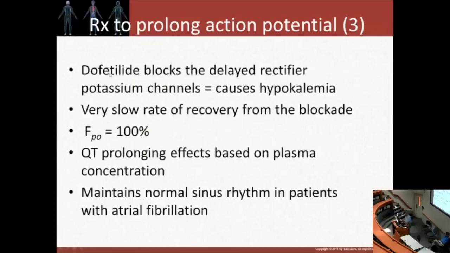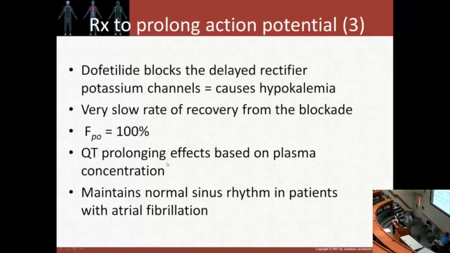The final potassium blocker would be dofetilide, and this one is the one that blocks those delayed rectifier potassium channels. It'll cause hypokalemia. There's a real slow rate of recovery after blockade. And so it's okay to use. It'll maintain normal sinus rhythm in patients that have AFib, and it'll prolong the QT based on plasma concentration.